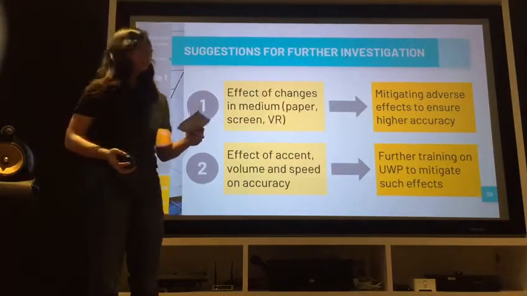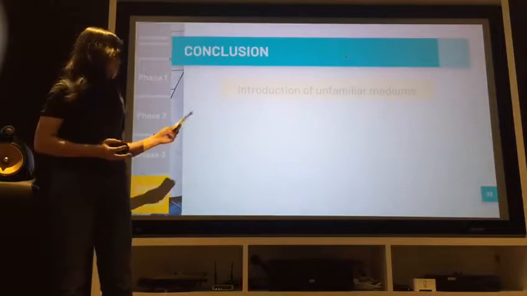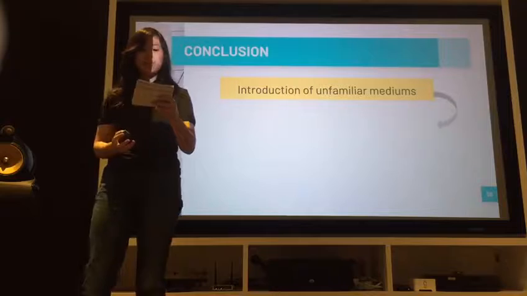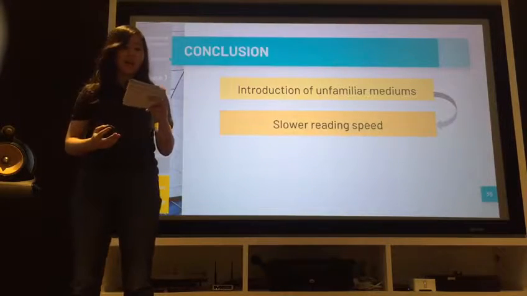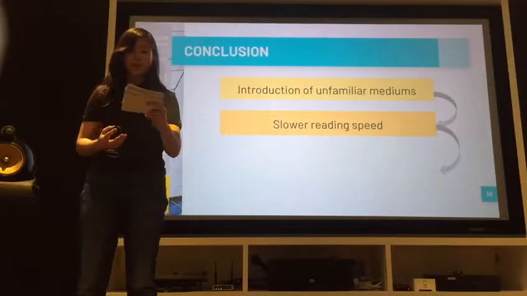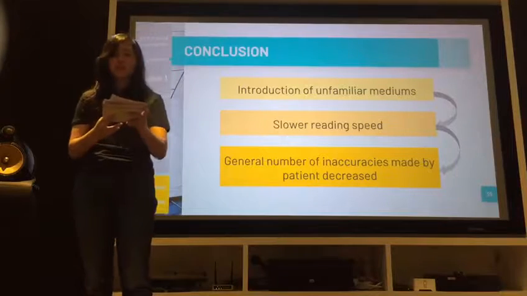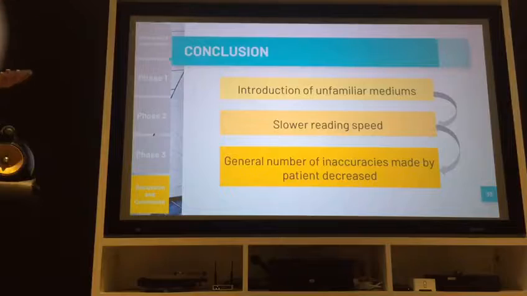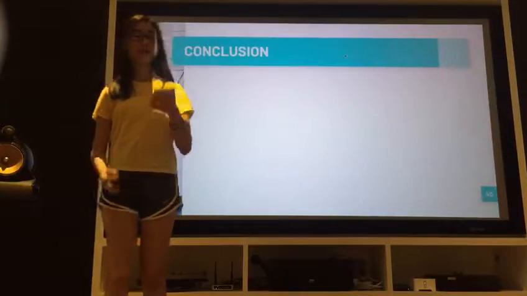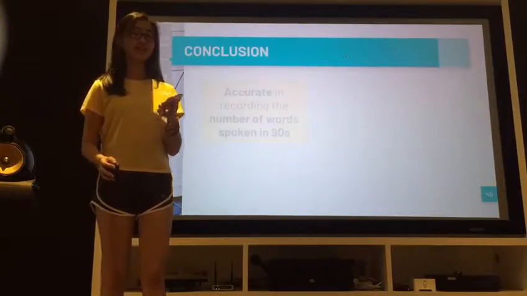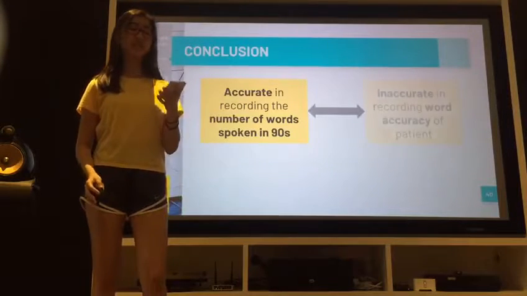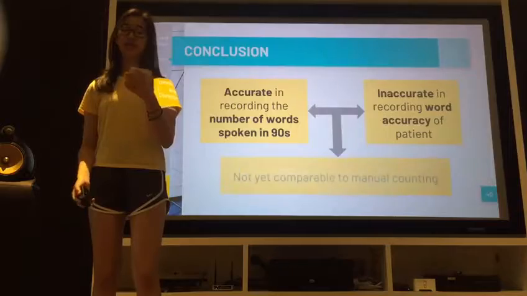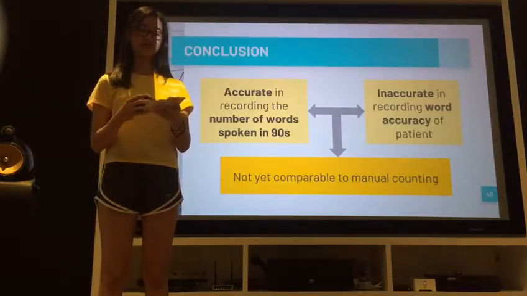In conclusion, patient performance differed from medium to medium, and our hypothesis was incorrect. Patients tended to read slower when it came to computer screens and VR. This resulted in a more careful reading rate, which meant that the number of inaccuracies made by the patients decreased. Secondly, we can conclude that while the software is accurate in recording the number of words read in 90 seconds, it isn't as accurate in determining the participant's accuracy in reading the passage. Hence, UWP software is not comparable to manual counting.